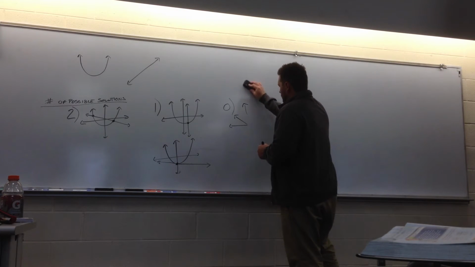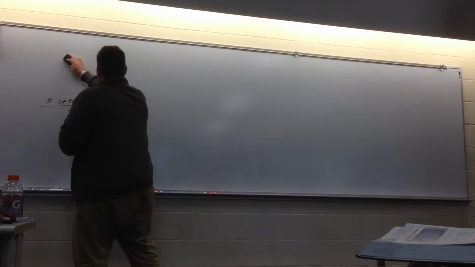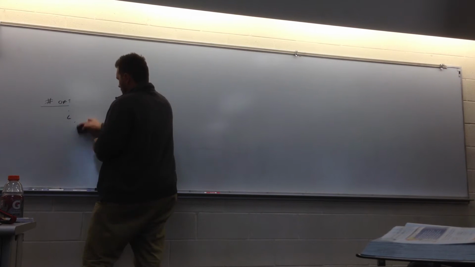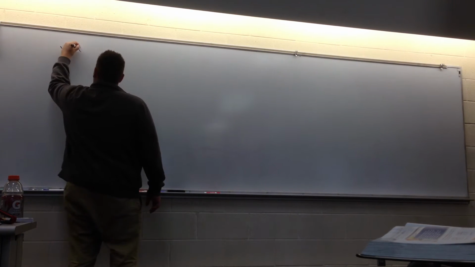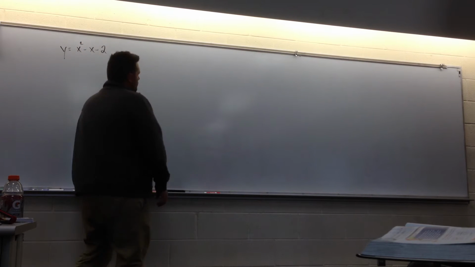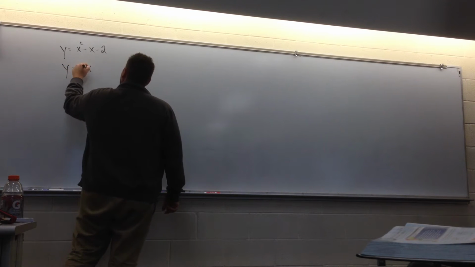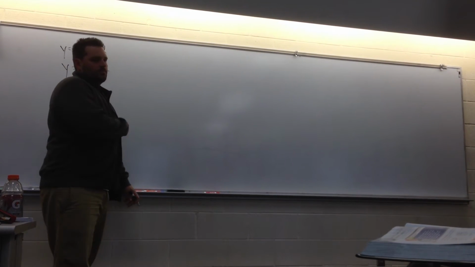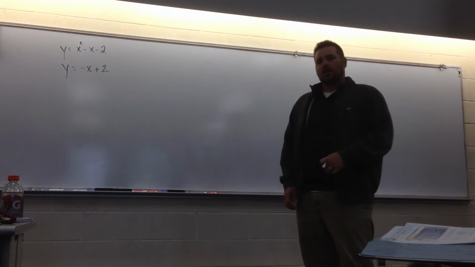We'll just do a quick example and then we'll move on. Like I said, this isn't something that's going to be super covered, but I want you to have an idea of it, okay? So let's say we have y equals x squared minus x minus 2 and y equals negative x plus 2. We'll solve this system all three ways, just so you can have an idea.